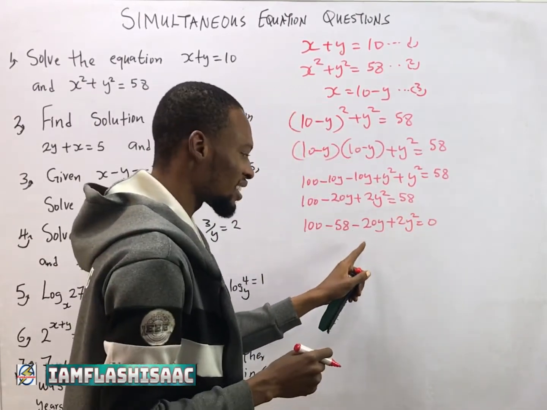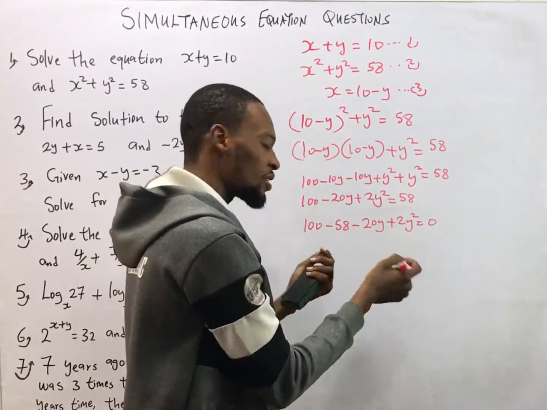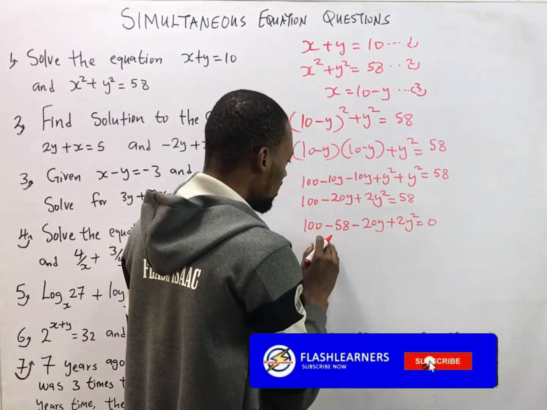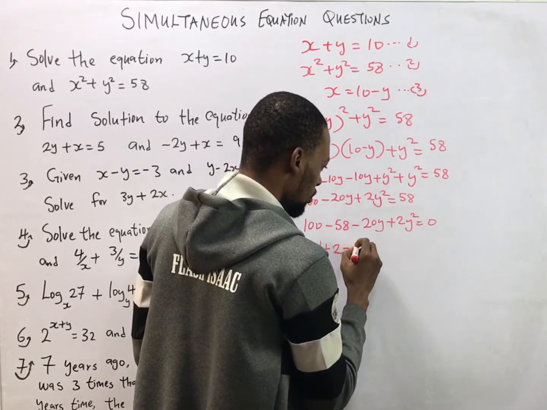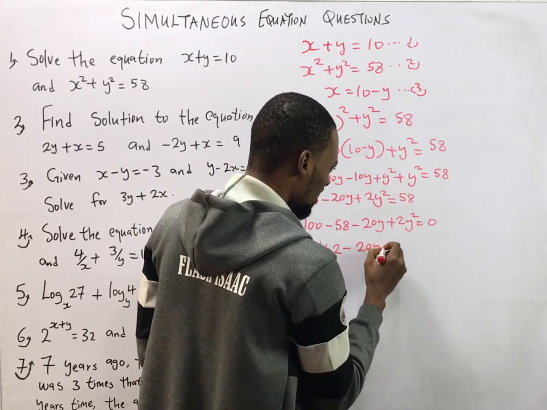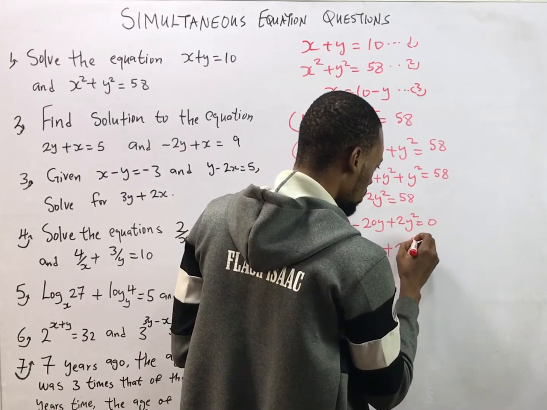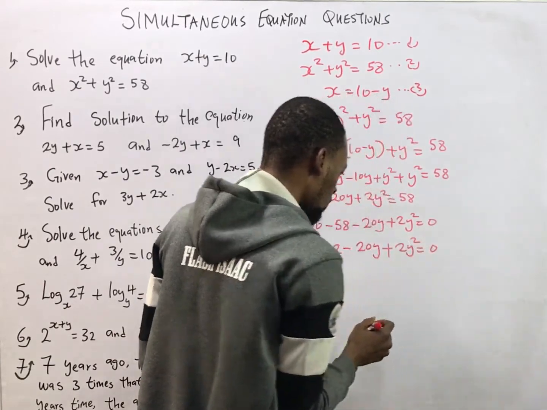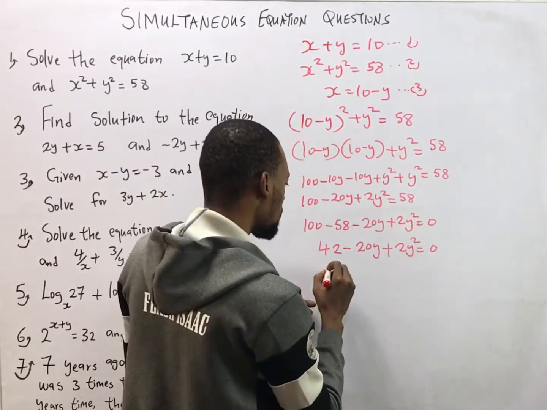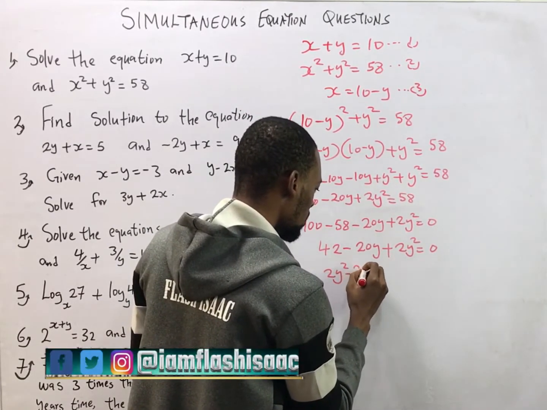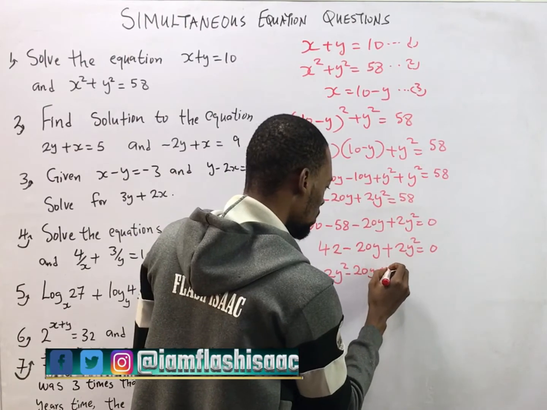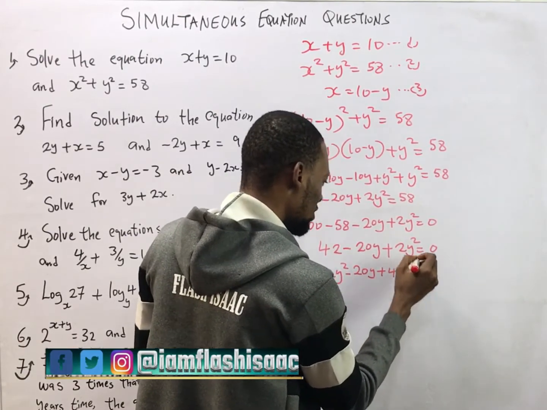This looks like something. You see it now. So 100 minus 58 is 42. So 42 minus 20y plus 2y squared equals 0. Rearranging, this becomes 2y squared minus 20y plus 42 equals 0.